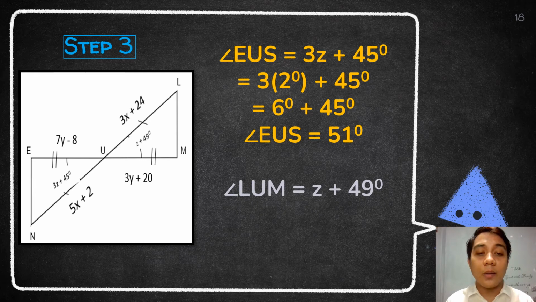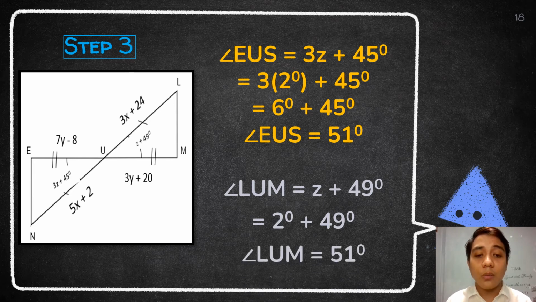And the last part, which is angle LUM, which is congruent to angle EUS, we have this expression equal to z plus 49 degrees. We also use the same value for z, which is 2 degrees. So we will have 2 degrees plus 49 degrees. And simplifying these numbers, we will have the value for LUM, which is equal to 51 degrees. Since we already computed the unknown variables and the unknown lengths of these two congruent triangles, we're done in example number 3.